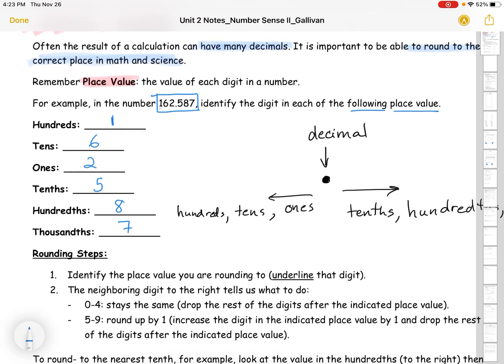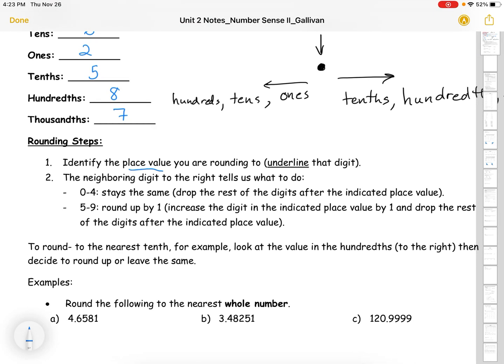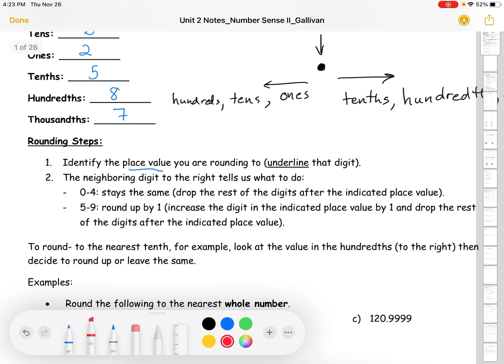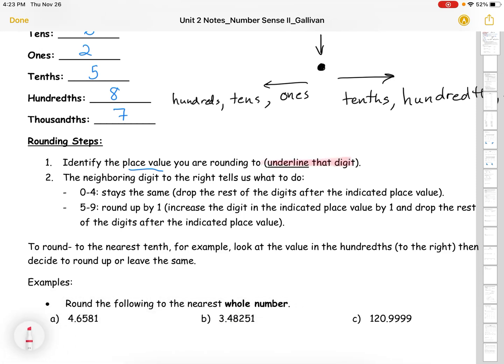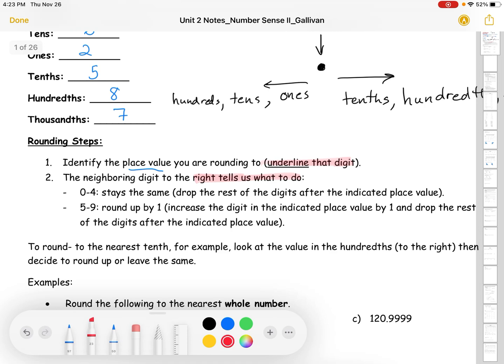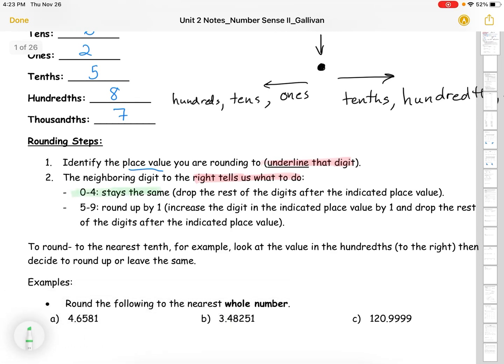Now, rounding steps. Identify the place value you're rounding to. Underline that digit. That will help you. The neighboring digit to the right tells us what to do. So we look to the right of that digit. If to the right it's 0 to 4, it stays the same. We do not change anything, and we drop all the rest of the digits after that indicated place value. If it's 5 to 9, we round up by 1. So we increase the digit in the indicated place value by 1, and we drop the rest of the digits after the indicated value.